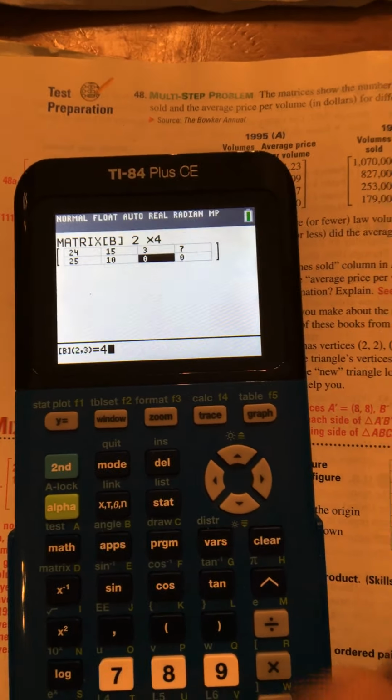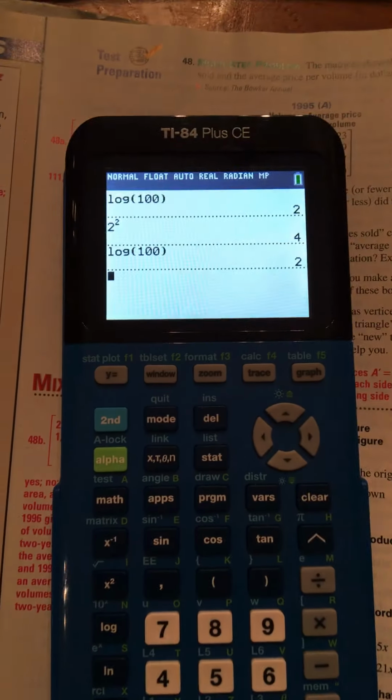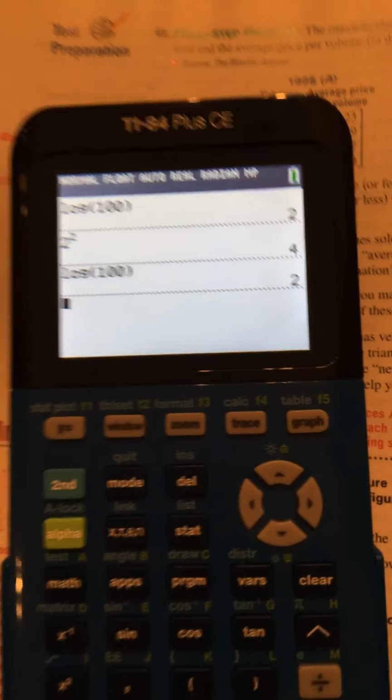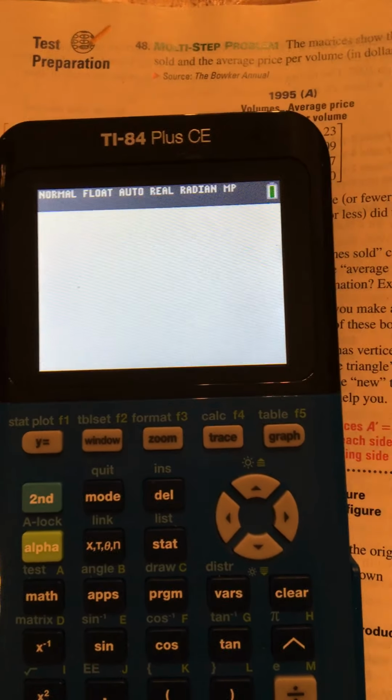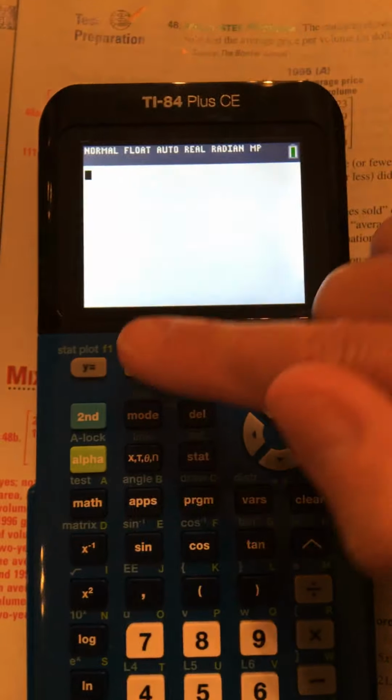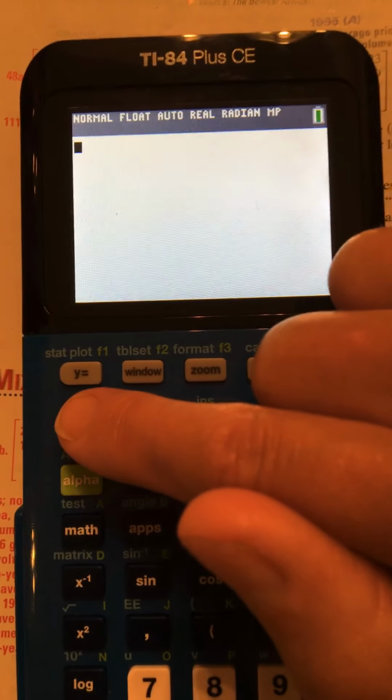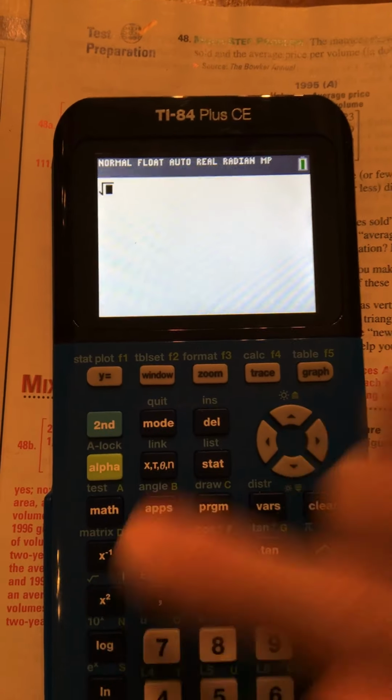All right, now that they're in here, I'm ready to do math with them. I'm going to quit off of this screen again. This is my regular math screen. I'll clear that out so it looks prettier. Okay, so the first thing they want us to do is they want us to add them together. So how we do this is we go back to the matrix screen again.